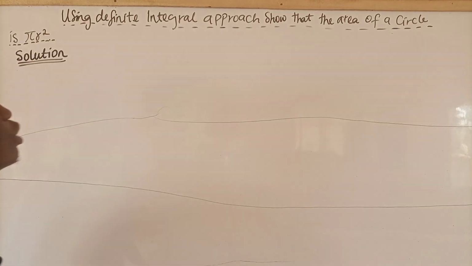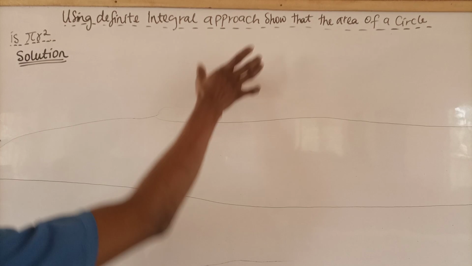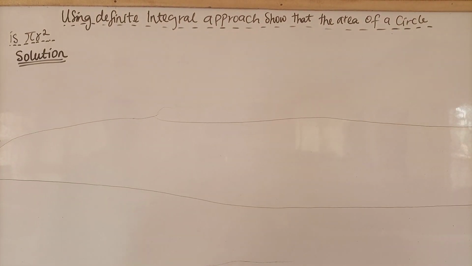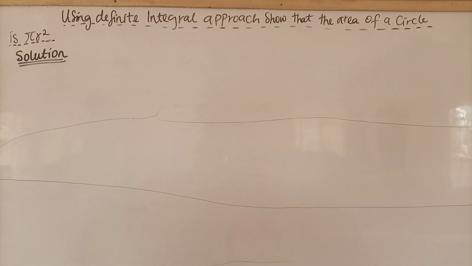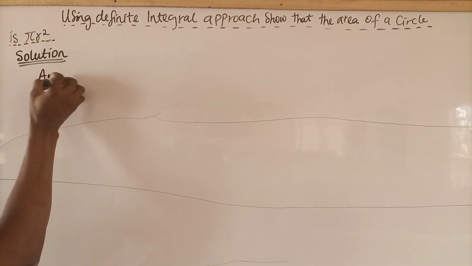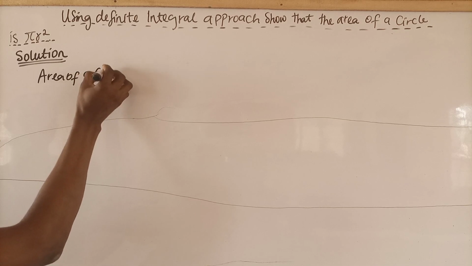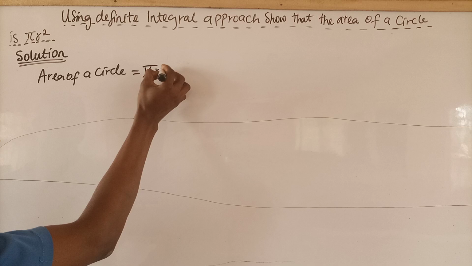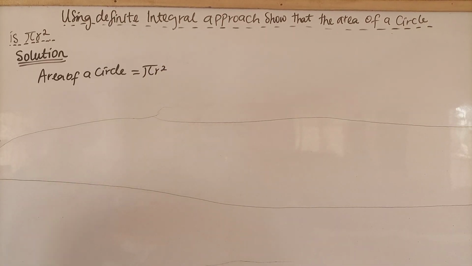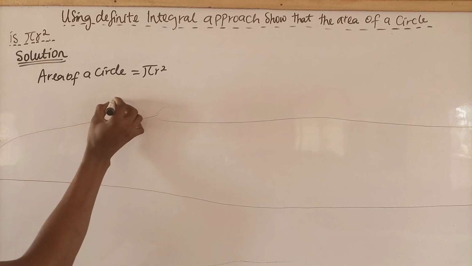One of us brought this question for me to solve, so I decided to make a video on it so that others will learn from it. Using the definite integral approach, show that the area of a circle is pi r squared. So we write our solution. We all know that the area of a circle is equal to pi r squared. But they are telling us to use the definite integral approach to show that the area of a circle is pi r squared. So we are going to draw a circle.